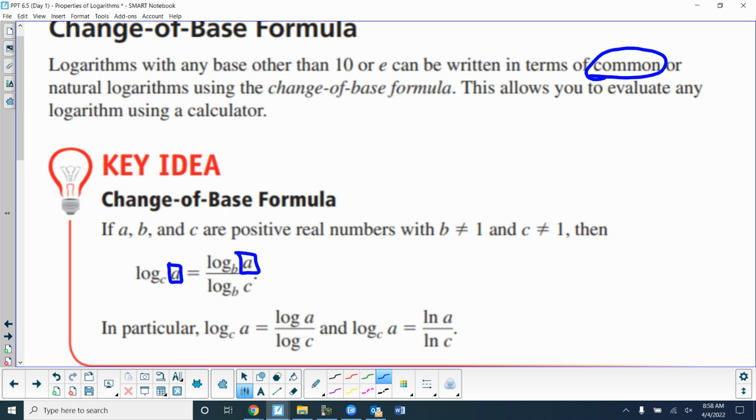Okay? So the big number stays in the top. The base stays in the basement. Why do I say that's the basement? Underneath. Isn't the basement underneath in your house? Right. So the base goes in the basement of your fraction. That's how you remember what number goes in the bottom there. Okay? So I always change my b to a 10, which is the common log.